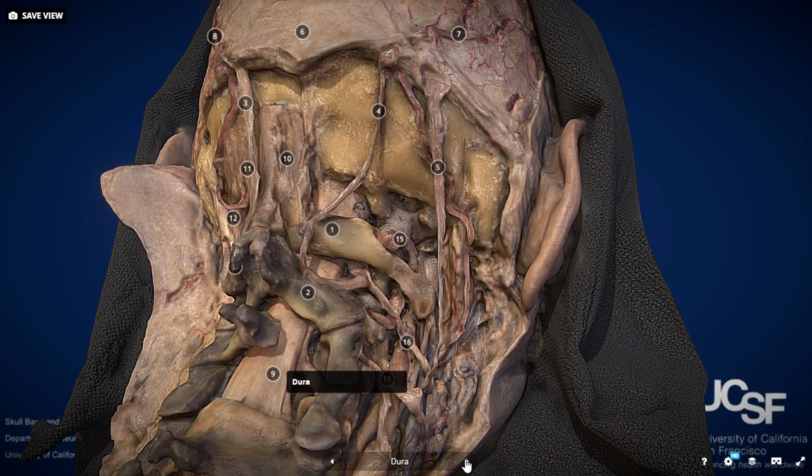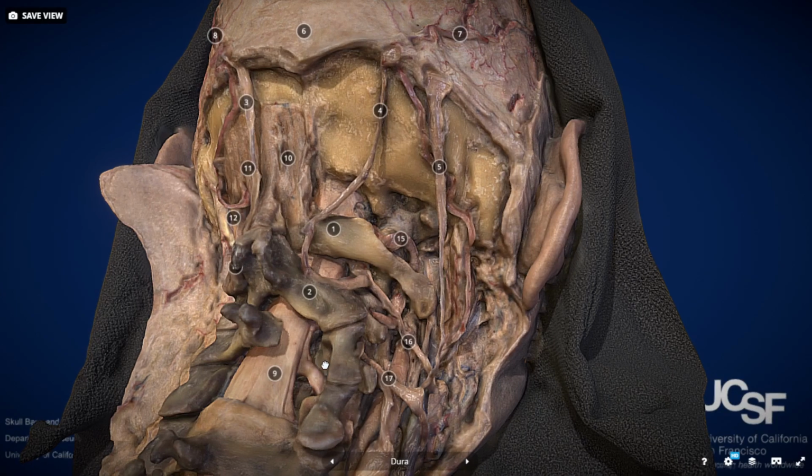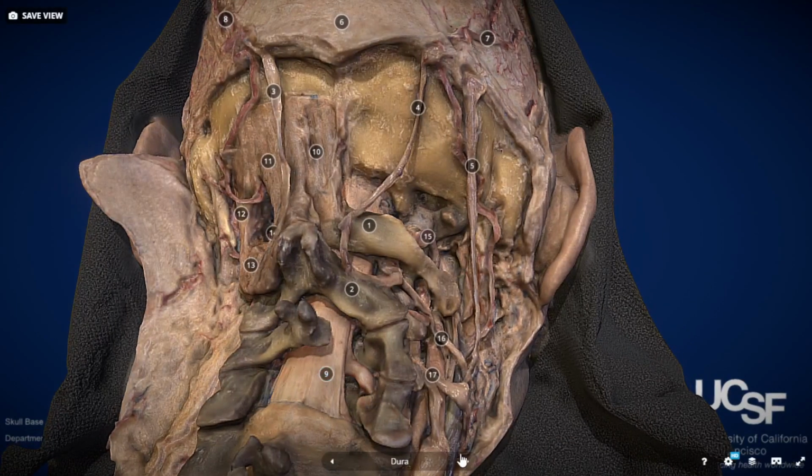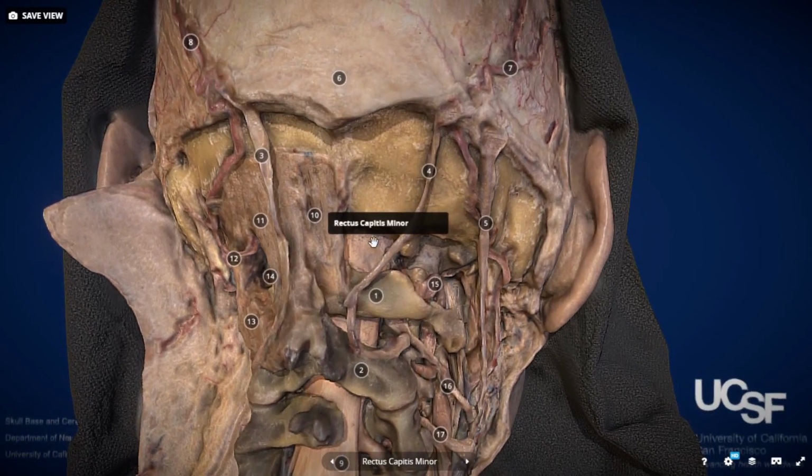What we're seeing here, after removing the right lamina of C3, is the exposure of the dura and the dural sleeve covering the nerve root. And now we move towards the suboccipital muscles. Just to remember as well, in this region we're going to find the posterior atlanto-occipital membrane, which runs from the posterior arch to the opisthion, which is the posterior portion of the foramen magnum.